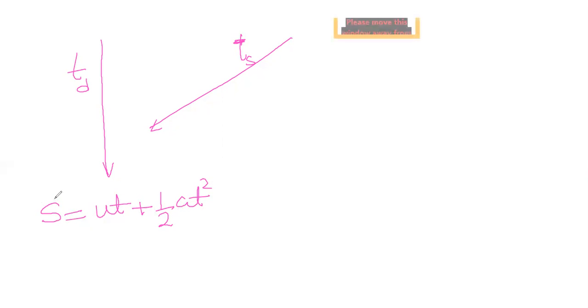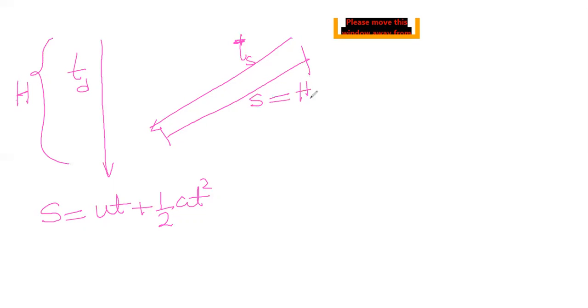What is S in the first situation? H. What is S in the second situation? H by sin theta. So use this here. First case, the freely falling body, direct: H is equal to U, which is 0, so that term is not to be worried about, 0 into T plus half A T square. A is g, and T is T direct. So what would be your T direct in this situation?